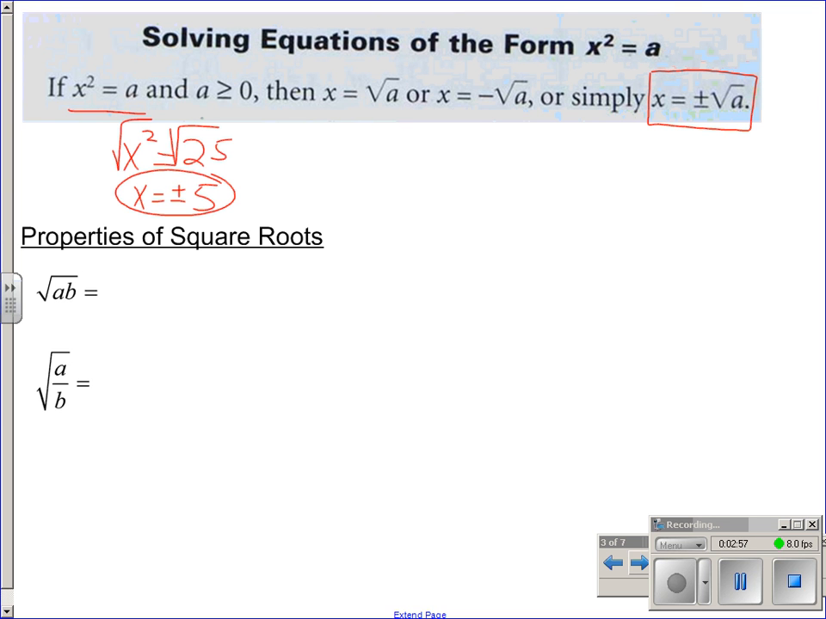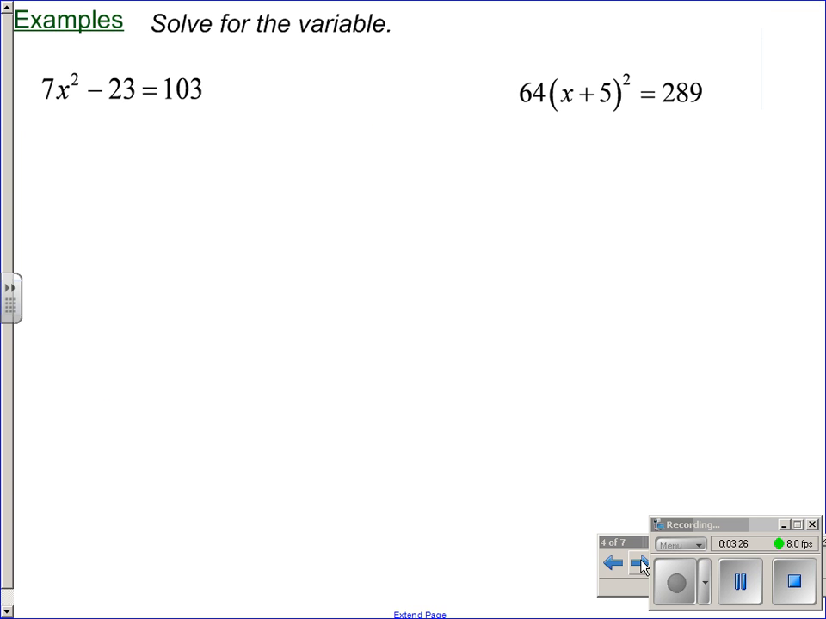Some properties of square roots that you might have to use: if you've got the square root of a times b, you can separate them. It's still multiplication, but it's the square root of the first factor times the square root of the second factor. Same thing with division: square root of the numerator over square root of the denominator. Those might come in handy when you're solving these. So let's look at a couple of examples.